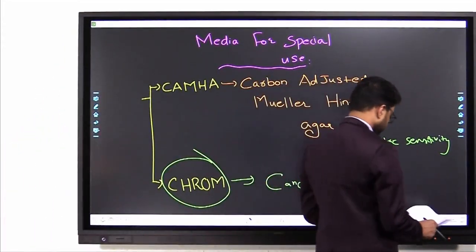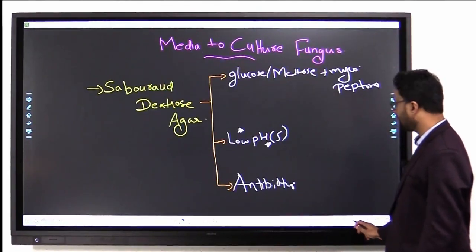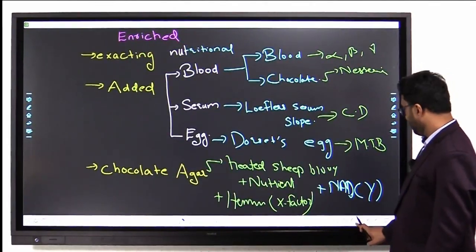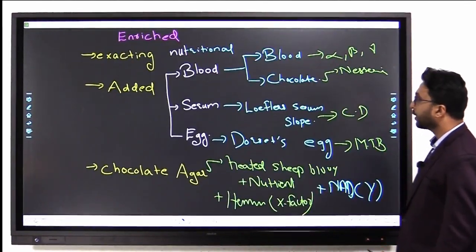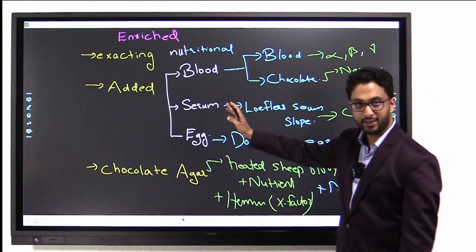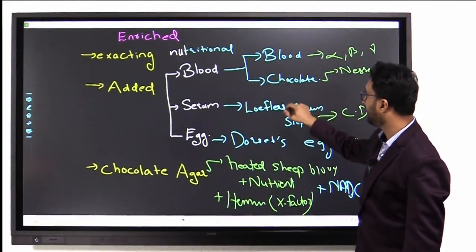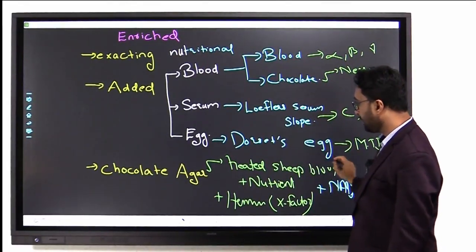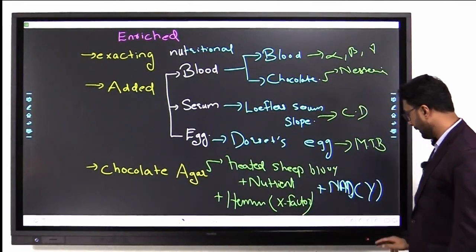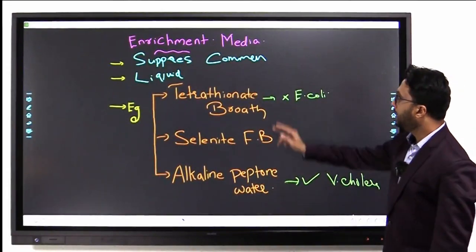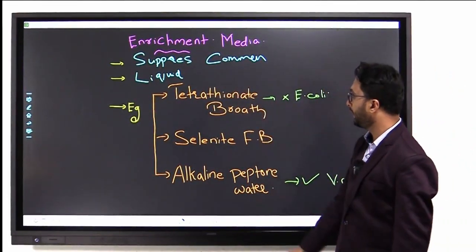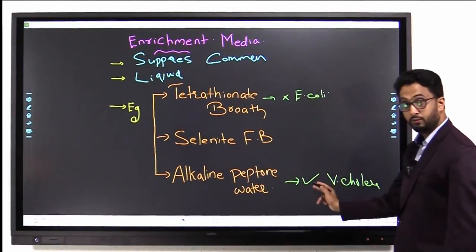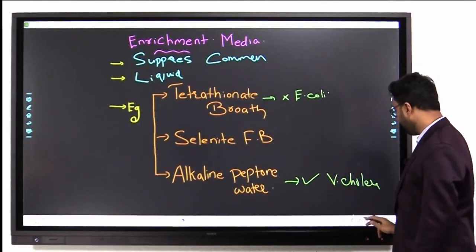I'll just quickly go through the examples once again. Okay, just the examples. Enriched culture media as we started. We said enriched media, blood again. It's boring, isn't it? Blood agar, chocolate agar. Serum, Loeffler's serum slope, Corynebacterium diphtheriae. Egg, Dorset's egg media. Chocolate agar, you know it, it contains hemin and NAD, factors X and V. Enrichment media suppress the commensals, they are liquid. And tetrathionate broth, selenite F broth, alkaline peptone water for Vibrio cholerae. This too for Salmonella typhi and paratyphi.